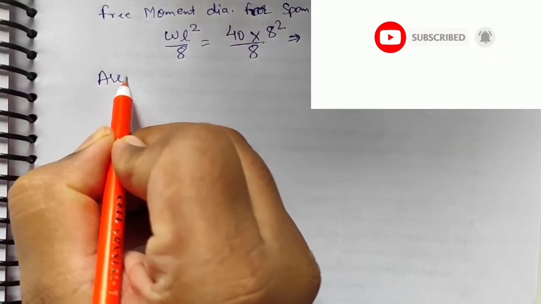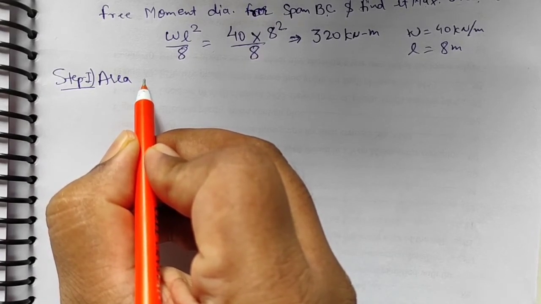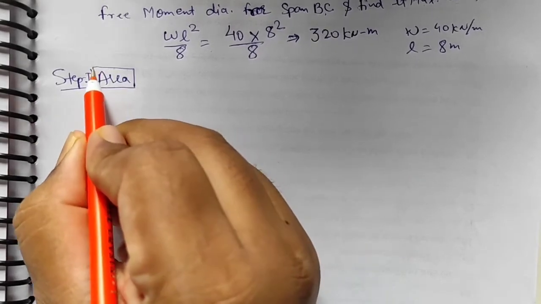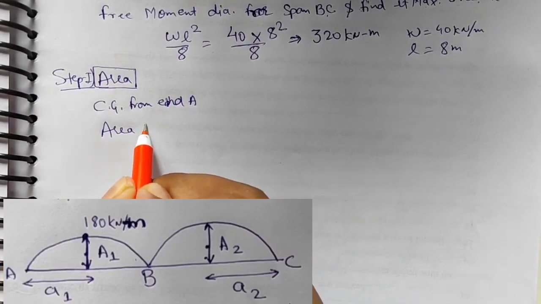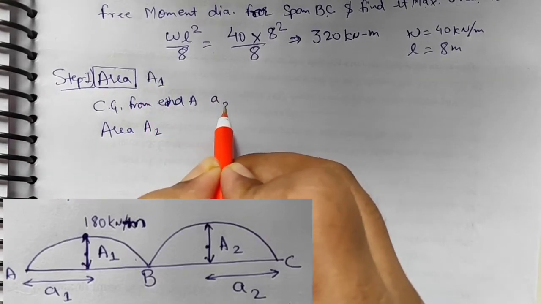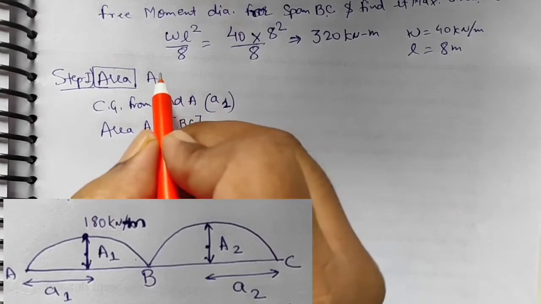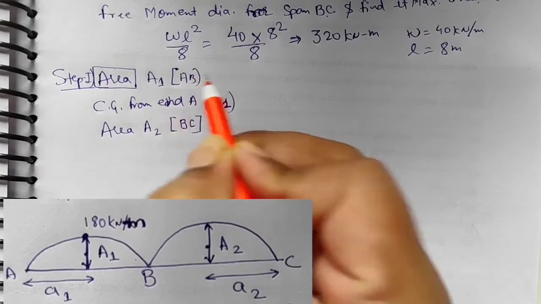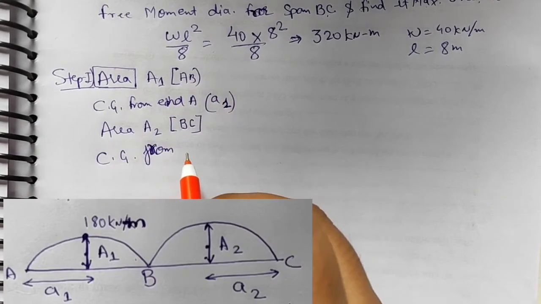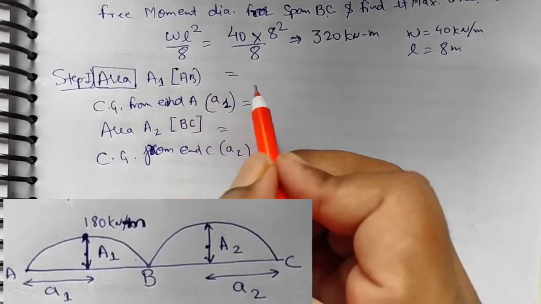Now my next step is to find the area of the parabola, so that I can put the values of capital A1, capital A2, small a1, small a2 in the formula of the three moment equation. Accordingly I will solve for area and center of gravity from end A. Again I'll solve for area capital A1, small a1, and area A2 for the parabolic diagram of beam BC, and this is the parabolic area for the beam AB. Again I will find the CG from end C, that is a2.